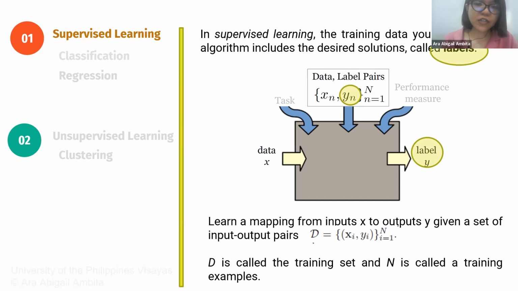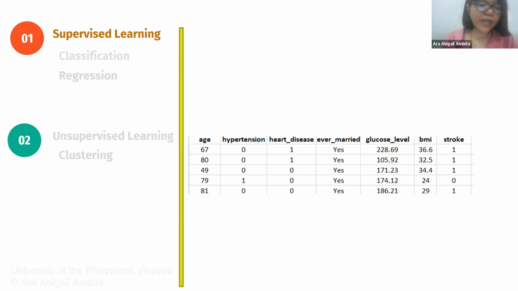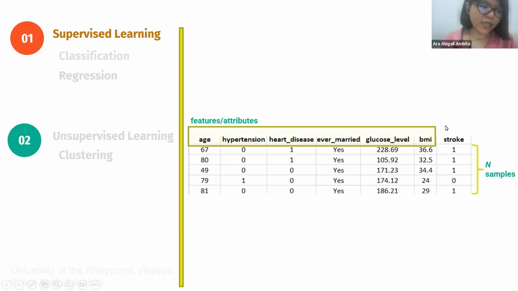Consider this more concrete example. We have data consisting of n samples. In this case, we have 5 samples, and each sample, or a person, has associated features or attributes. A person has recorded features such as age, history of hypertension, heart disease, ever been married, glucose level, as well as the BMI. Each sample also has an associated label or outcome. In this case, the label is the stroke, which should be either 0 or 1.